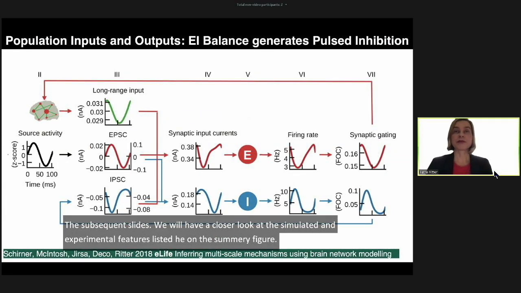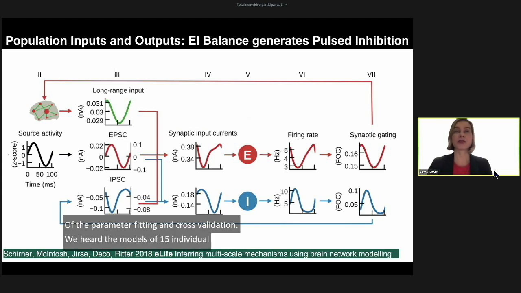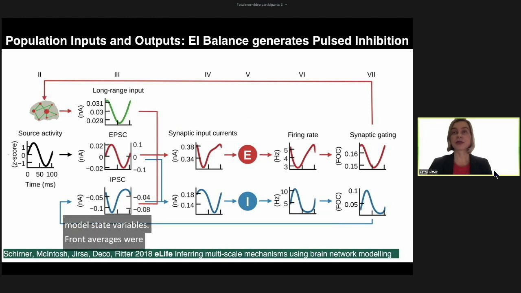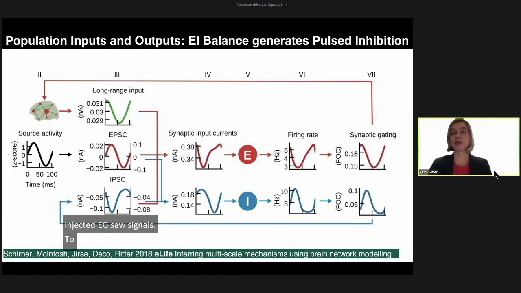After parameter fitting and cross-validation, we had the models of 15 individual adults that were able to reproduce their resting state fMRI. We computed grand average waveforms of the model state variables. Grand averages were time-locked to the 0 crossings of alpha cycles in our injected EEG source signals to systematically explore the model behavior with respect to the alpha cycle phase.